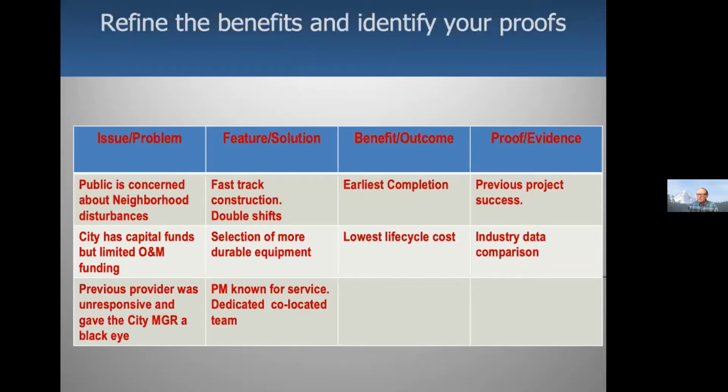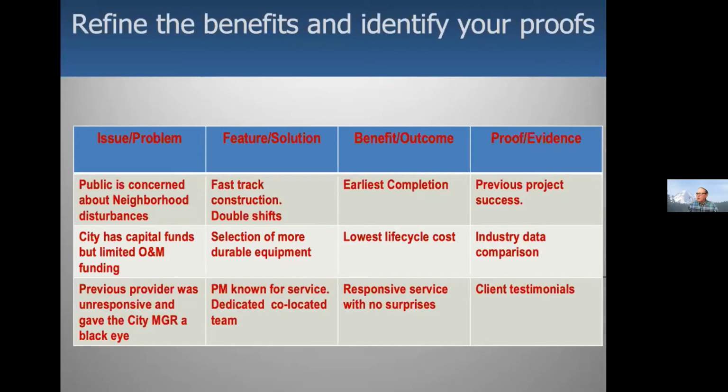So the last one, this is where the client says, we want a project manager that's known for dedicated co-located service. So when a client tells me the feature they're looking for, I ask the why question again. Why is that so important to you? Well, in the last project, the contractor, the consultant that we hired was not responsive. We got a lot of bad press. The city manager looked terrible. He was just beaten up in the press, and he said that better never happen again. So to make sure it doesn't happen, what we're looking for is responsive service and no surprises. So they've said, in this case, what the feature is.